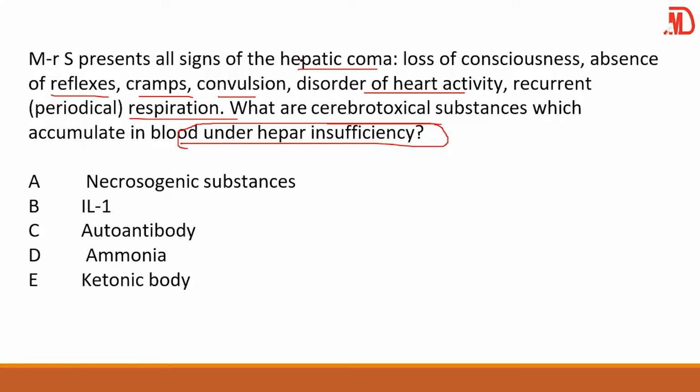And over here, they've told you this person has signs and symptoms of hepatic coma. Hepatic coma simply means hepatic encephalopathy. That means hepatic failure that is leading to mental disturbances or a change in consciousness. All right. So again, the substance that is very toxic to the brain is ammonia. So the answer is D, ammonia.